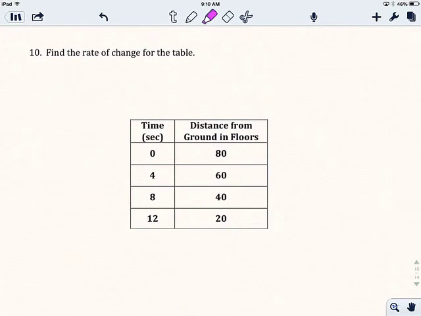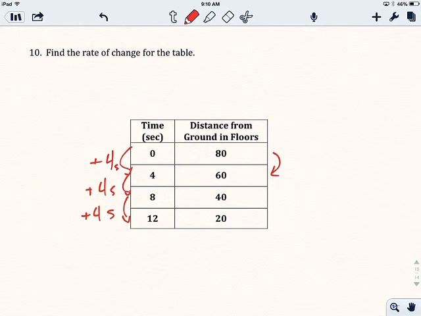All right, problem 10 asks us to find the rate of change for the table. So I'm going to notice that this is going up 4 seconds every time. I'm going to notice that the floors, I'm going to do some subtraction.